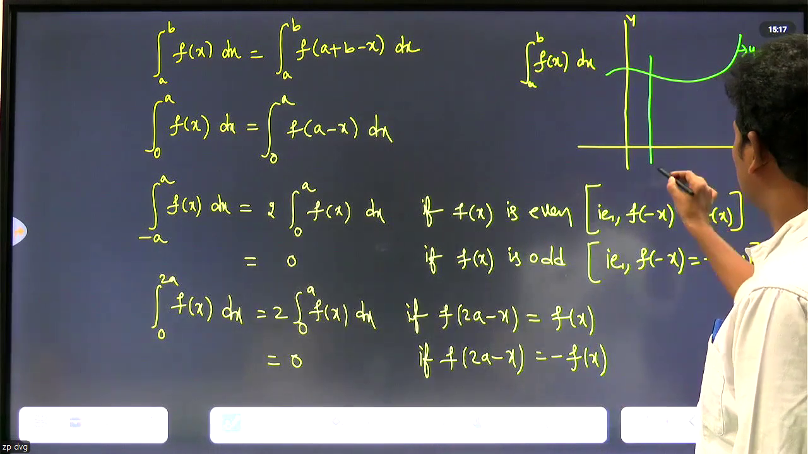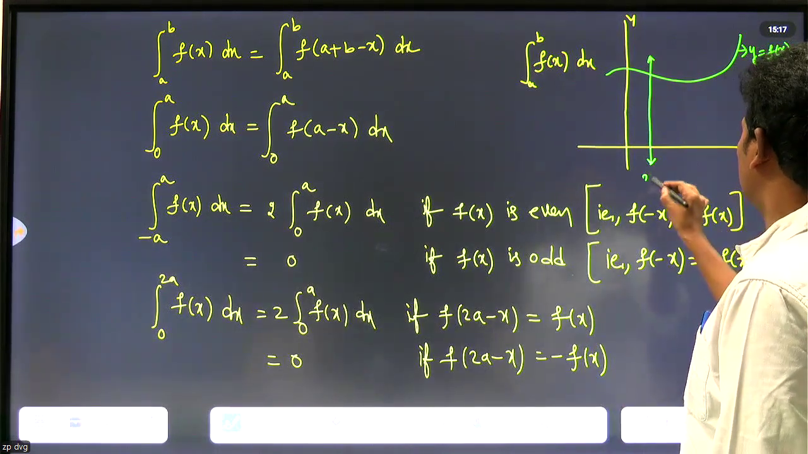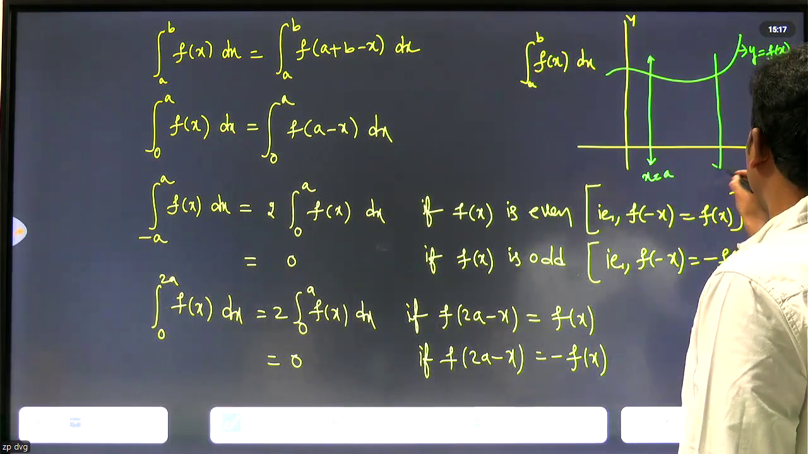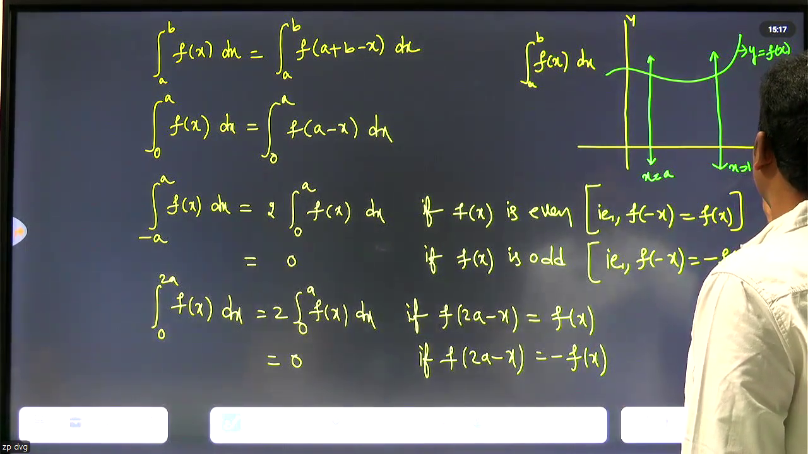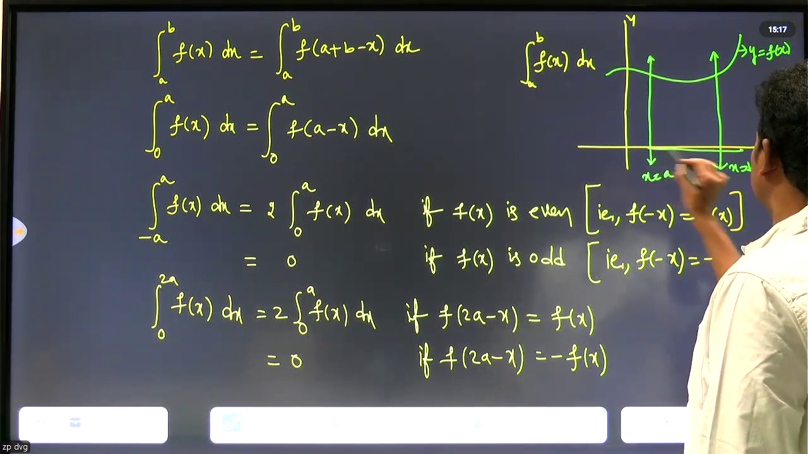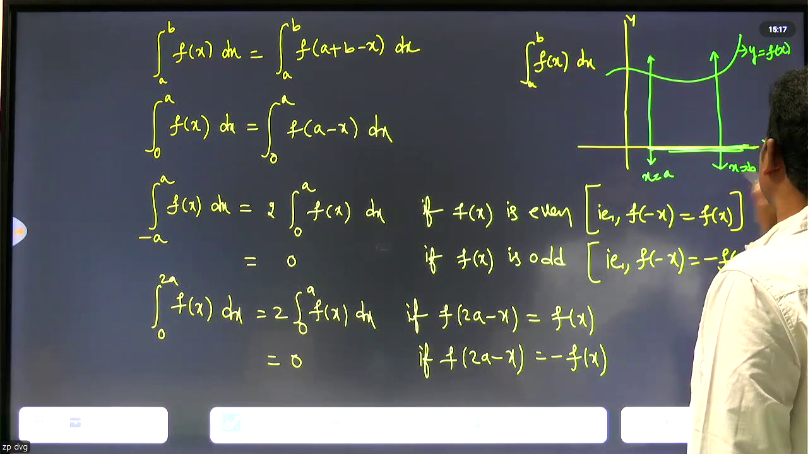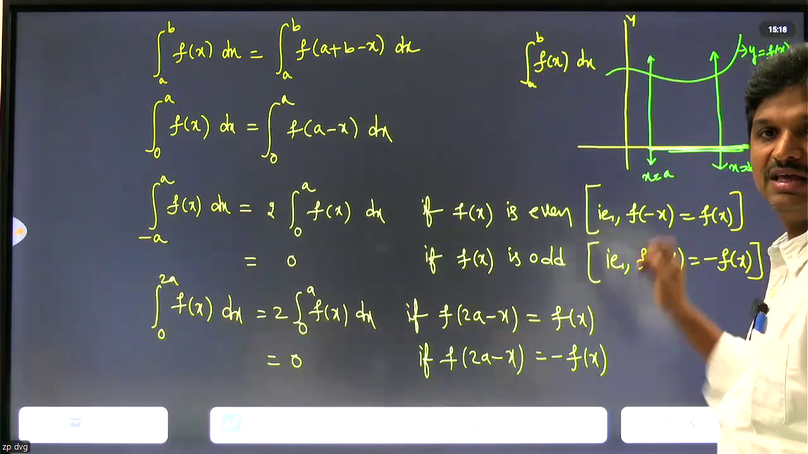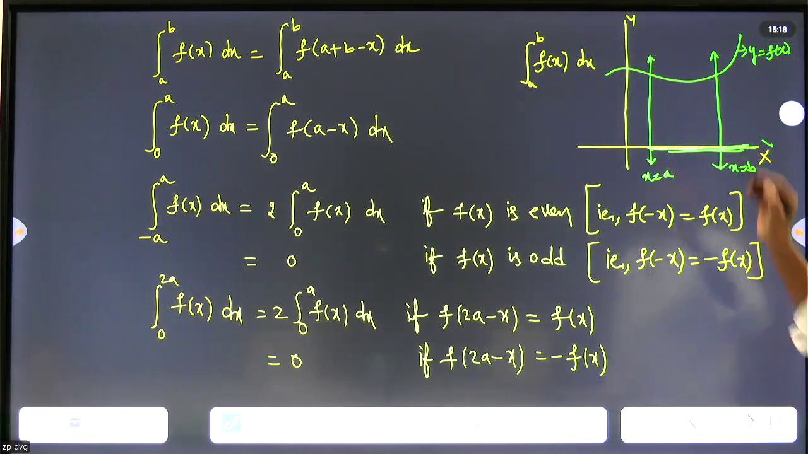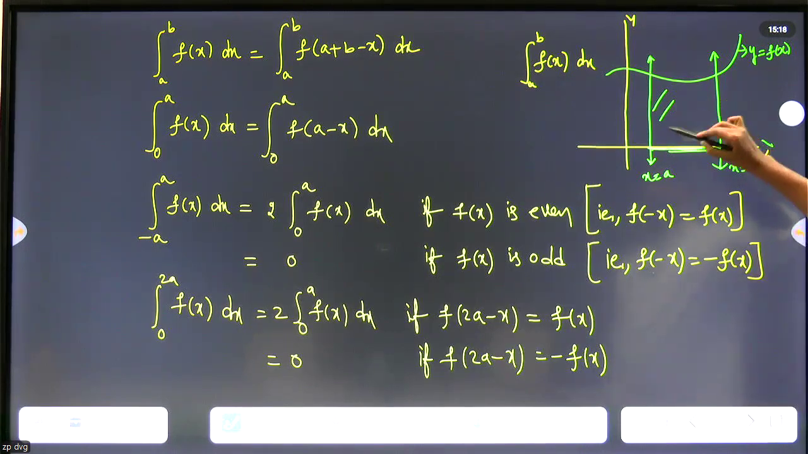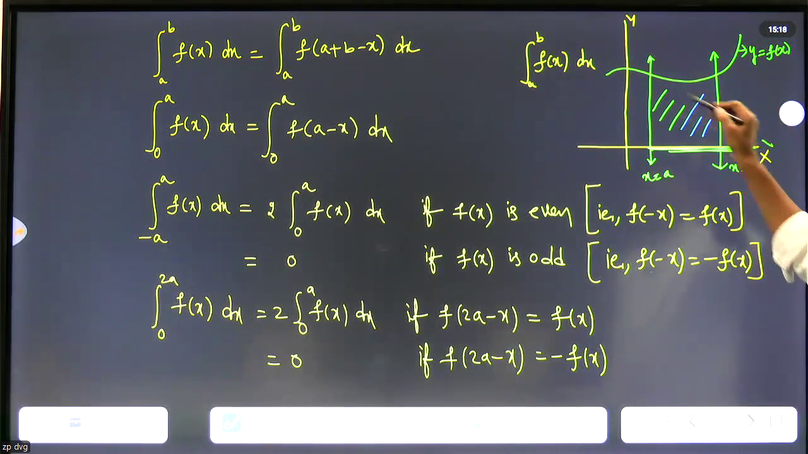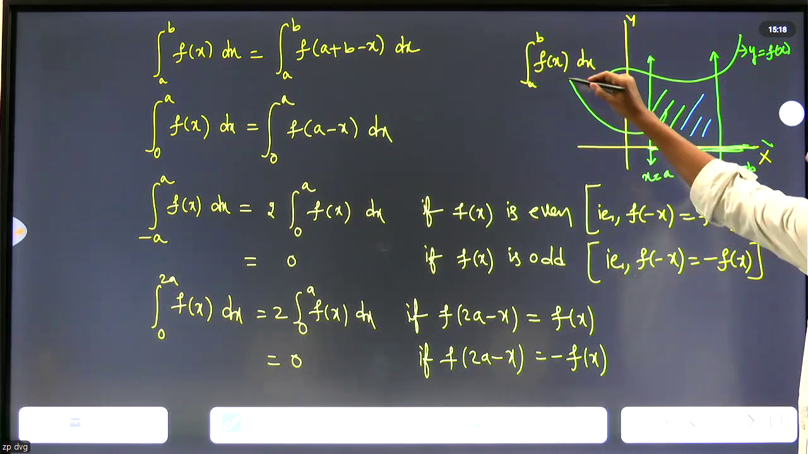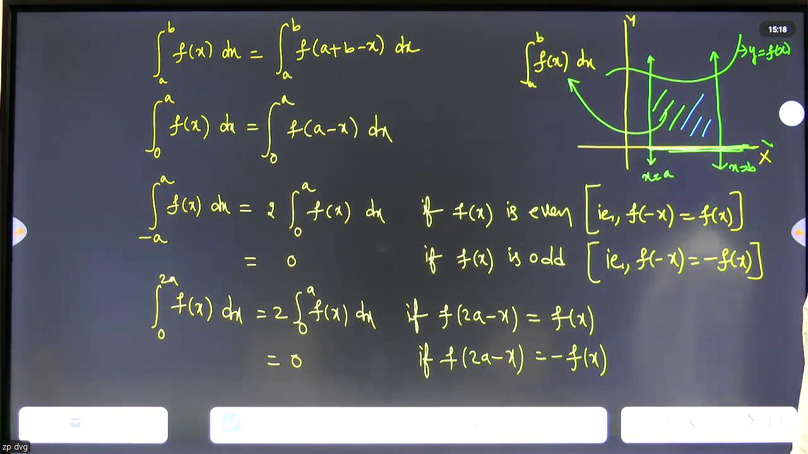Draw one line, a vertical line. This line is x equal to a. Another line is x equal to b. And this is the x-axis. Please observe this. Here four things are there: the curve y equal to f of x, the x-axis, and the lines x equal to a and x equal to b. This is the area bounded by this curve with the x-axis and the lines x equal to a, x equal to b. This area is given by the formula integral of a to b f of x dx.